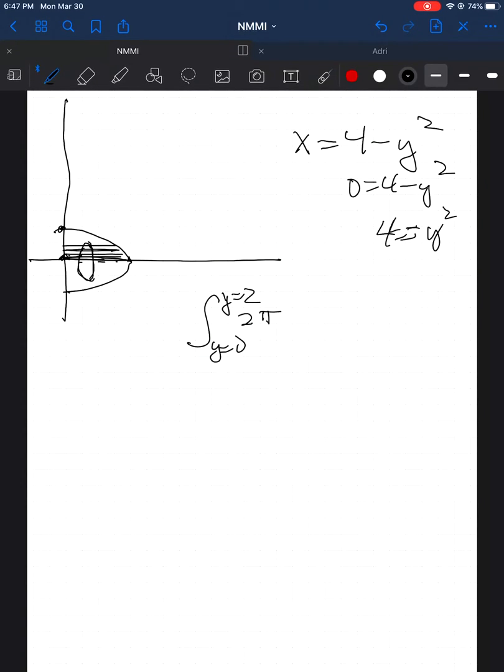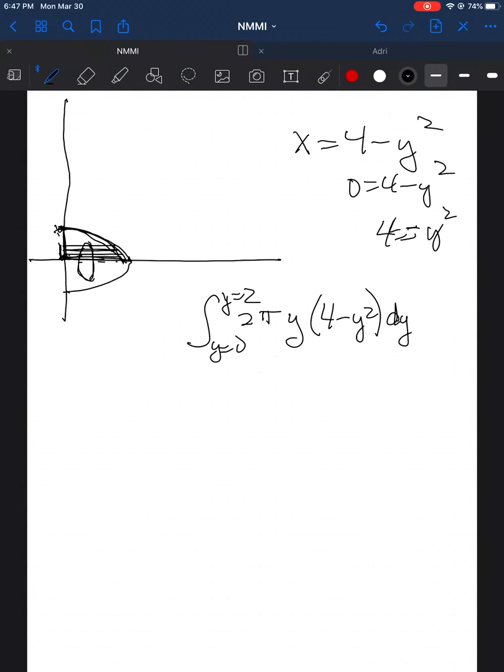but this time the radius goes from, this is the radius here. So the radius is actually y. And the height of this thing, if you want to call it that, depends on this curve right here. Okay, so that curve is 4 minus y squared. And then, of course, we have the dy.